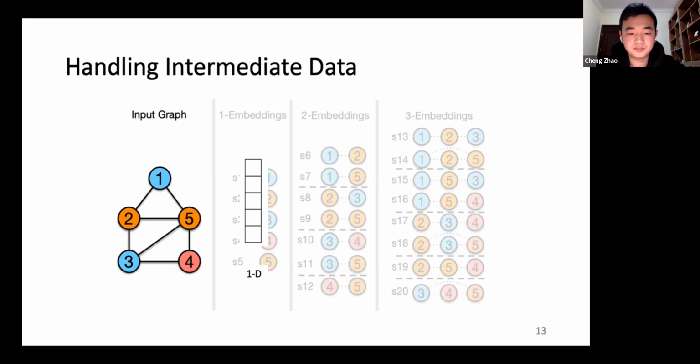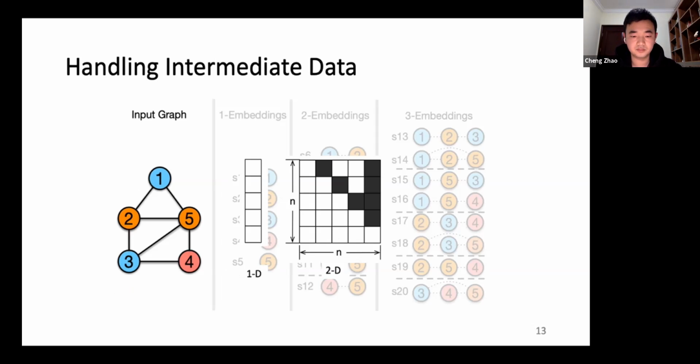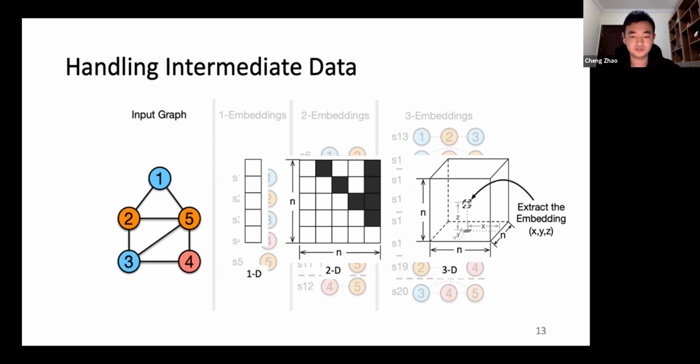The 1-vertex embeddings can be treated as a one-dimensional vertex set. The 2-vertex embeddings can be treated as a two-dimensional edge set. So the 3-vertex embeddings can be represented by a three-dimensional cube. In Kaleido, embeddings are treated as tensors, so an exploration step can be treated as ascending a dimension on the tensor.